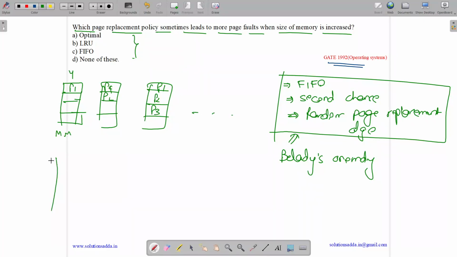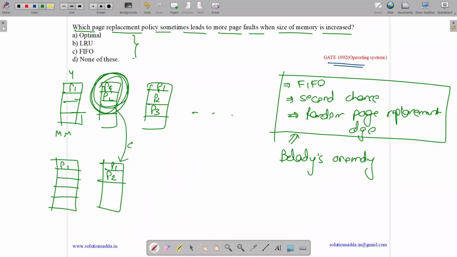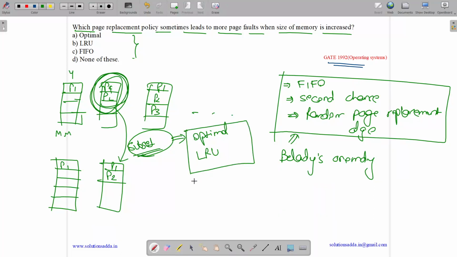Now if we increase the number of frames to 5, 1, 2, 3, 4, then it will also have some pages, P1 over here, P2 over here. So stack algorithms are those in which all the pages in the first part are a subset of the second part. Okay, and these algorithms will never suffer from Belady's anomaly, and in these algorithms the page faults will always reduce. So what are those algorithms? Those algorithms are optimal and LRU, least recently used. So these algorithms do not suffer from Belady's anomaly.